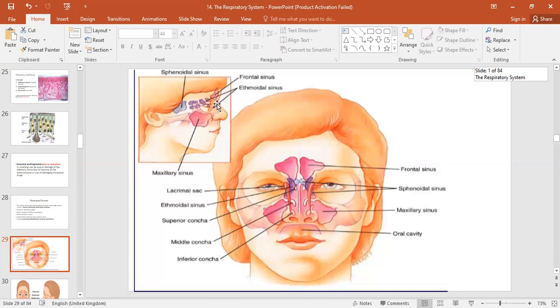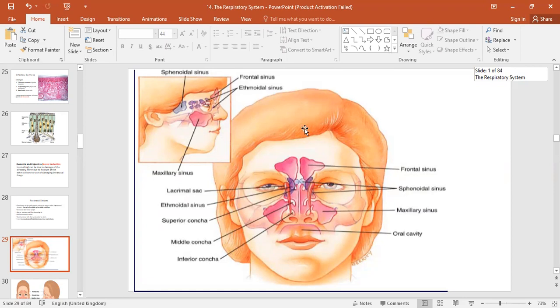Then we have the ethmoid bone. Ethmoid bone separates the nasal cavity from the cranium or the cranial cavity. And it has small sinuses also. We call them ethmoid sinuses. So I'll run through them once again. 4 pairs of sinuses: frontal sinus, maxillary sinus, sphenoid sinus, and ethmoid sinuses.